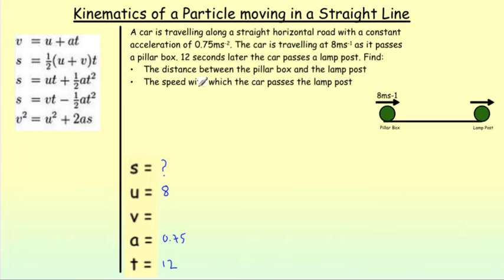And the second part of the question asks us for the speed at which the car passes the lamppost. So that's the final speed, so that's also what we're looking for. Okay, so we have 3 out of the 5 of s, u, v, a, and t. And the first thing we're going to do is look for s. Well, we have u, we have a, and we have t. So we look up at our equations and we see which of these has u, a, and t, and also s. That would be this third one here. s is equal to ut plus a half at squared. So that's the one we're going to use to find this distance.